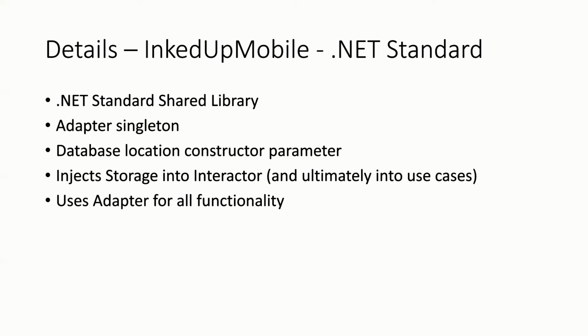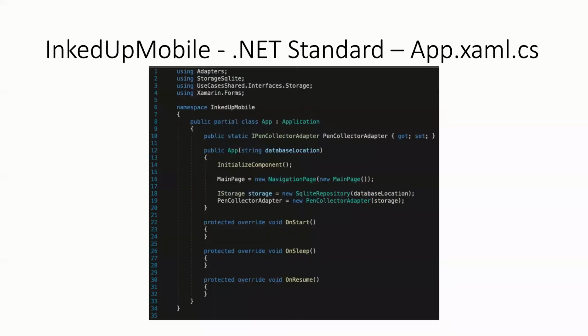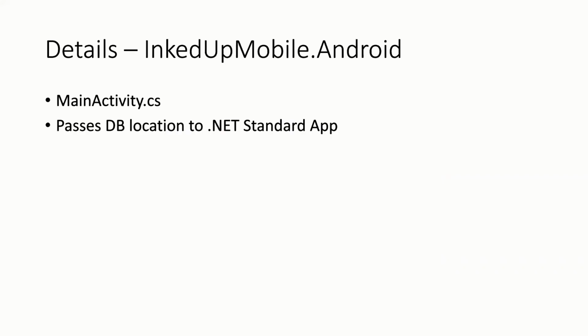So all of the pages that are in the mobile applications are implemented in this, and it'll use that adapter for all of the functionality. So this is what that looks like. Very simple app class, and you can see there all it's doing is taking in the string for the database repository, creating a concrete instance of IStorage and passing that into a pen collector adapter, which it will then use throughout the application.